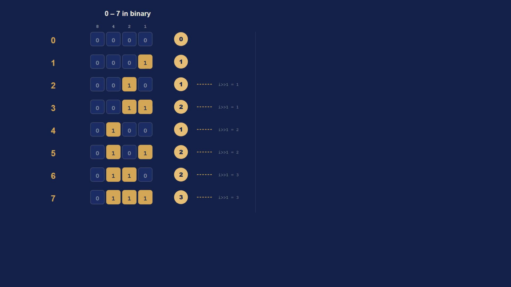Here's the rule. Take any number i, right shift it by 1, that's integer division by 2, and you get a smaller number whose answer you already have. Then check whether the last bit of i is a 1 or 0, i and 1. Odd numbers have a last bit of 1. Even numbers have a last bit of 0. dp[i] equals dp[i right shift 1] plus i and 1. The bit count of every number builds directly on a number you already solved.